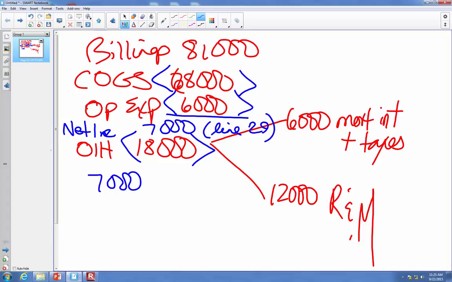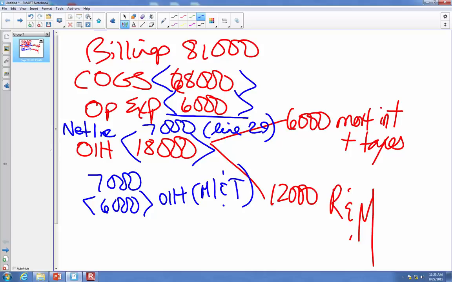I've got 7,000. I know I can take all my what? Regardless of whether it throws me into a loss or not, I can take all my mortgage interest and taxes. I can take all my office and home that's comprised of mortgage interest and taxes. Then I've still got another 12 grand. How much of that can I take? 1,000. I can just get myself even. But the 11 will carry over to next year, right?